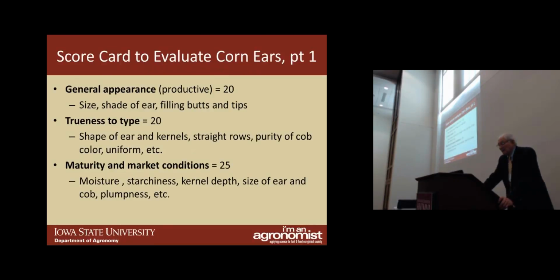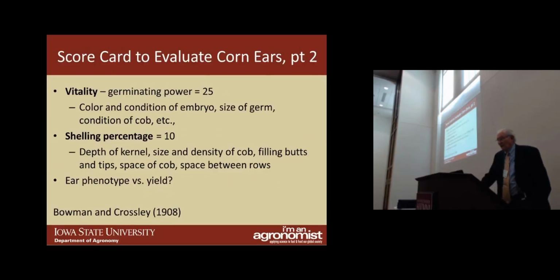Now here's an example. This comes out of a book published in 1908. General appearance, just looks, 20 points, that's 1/5 of them already. Trueness to type, 20. Just the shape of the kernels, straight rows. How straight were the rows? If that made any difference for yield, but how straight. Maturity, just looking at the ear, the size of the ear, plumpness, moisture. They didn't run moisture samples or anything. Vitality, looking at the cob, the size of the germ, condition of the cob, there's another 25 points. Shelling percentage, the depth of the kernel primarily determined that.